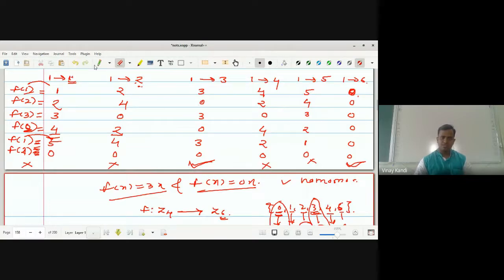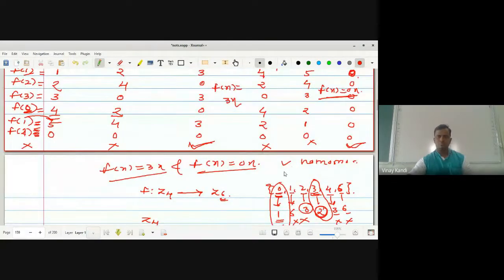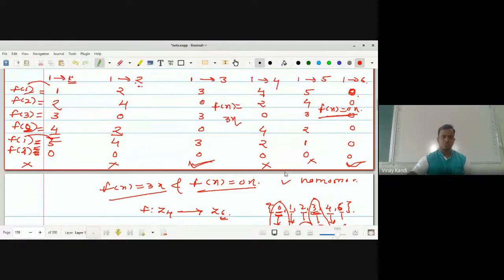That is f of x is equal to 3x. And what is this? F of 1 maps to 6 means f of x is equal to 0x. Yes, these two mappings are group homomorphisms. Okay. 1 maps to 3, 2 maps to 0, 3 maps to. Okay, look again.